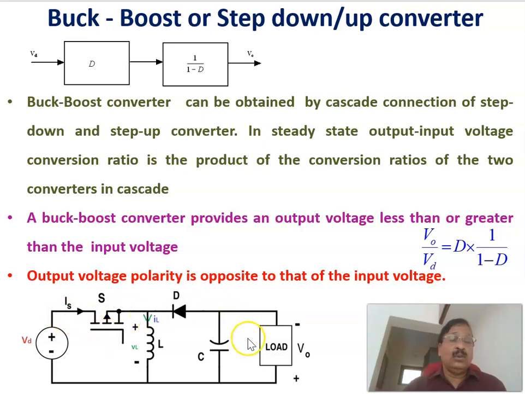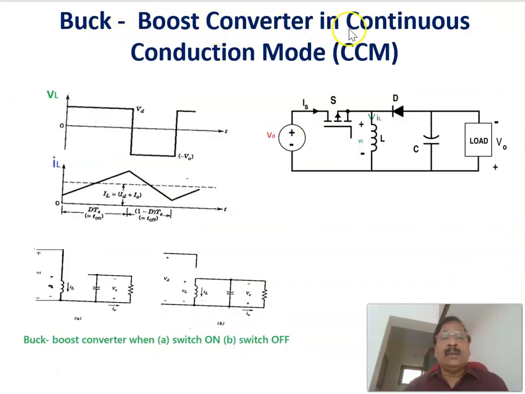This is the circuit topology of a buck-boost converter, in which there is the input voltage source Vd, a MOSFET switch, an inductor, a diode, and a capacitor that is connected across the load. The output voltage is measured here, plus and minus, and we'll go into the details of this buck-boost converter topology. Now coming to the buck-boost converter in continuous conduction mode, CCM.